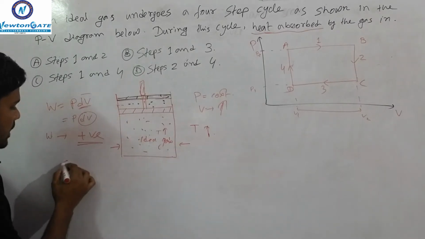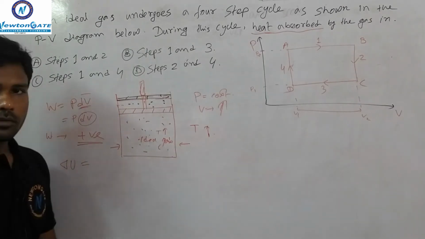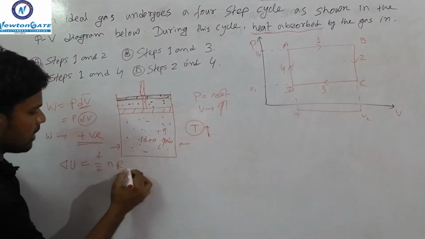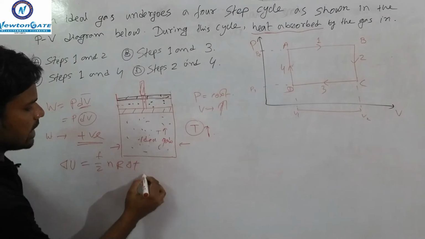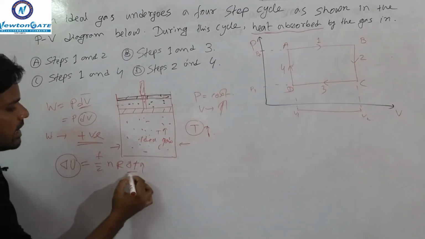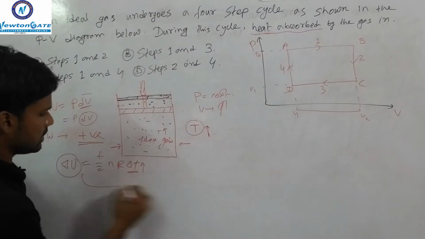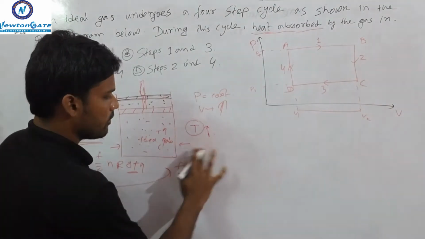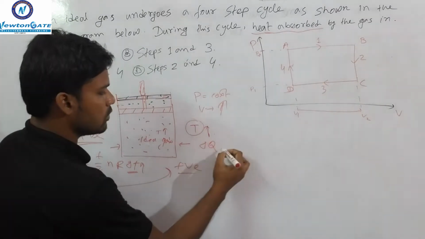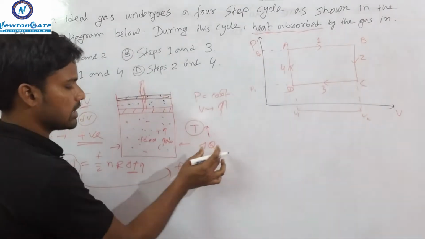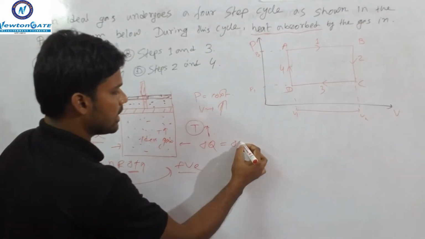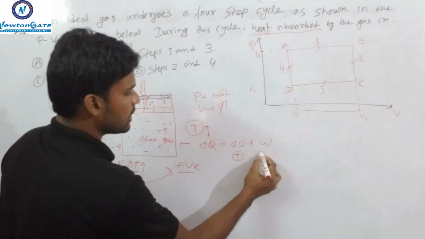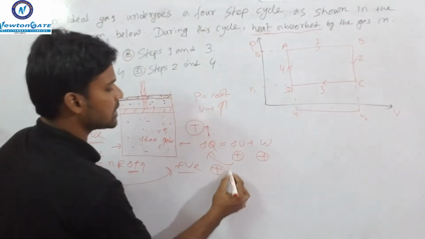Now internal energy del U, due to temperature is increased, that means del U equals f by 2 nR del T, right? So del T is increased, that means this del T is positive, that means del U is also positive, right? So using the first law of thermodynamics, del Q, that means the heat absorbed or rejected by the gas, equals del U plus W.